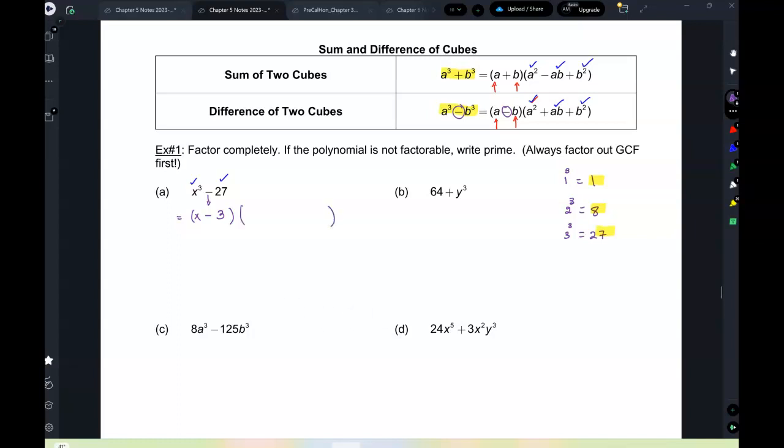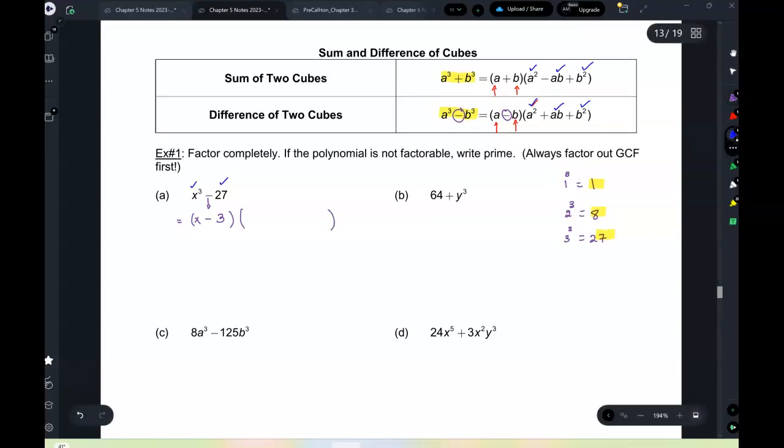Okay, next. All right. Square this one, x squared. We used up the negative, so now it's a plus. Multiply those by each other. Ignore the negative. 3 times x is 3x. Square this one, plus 9.